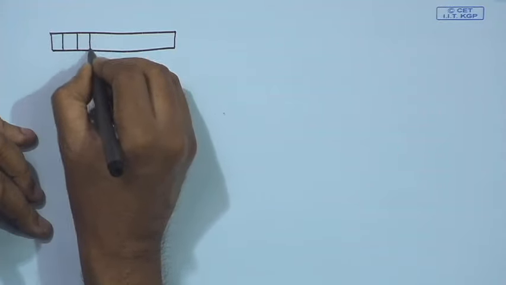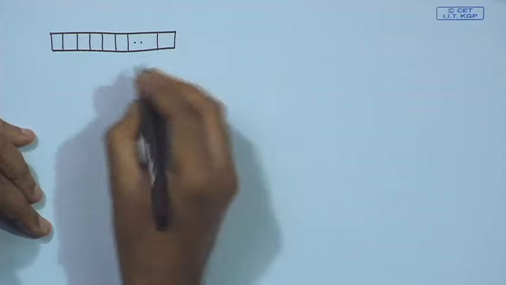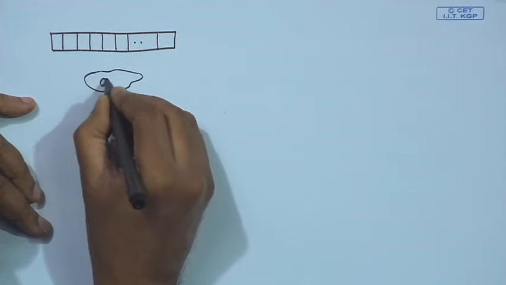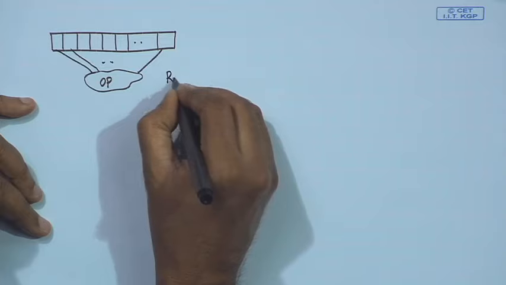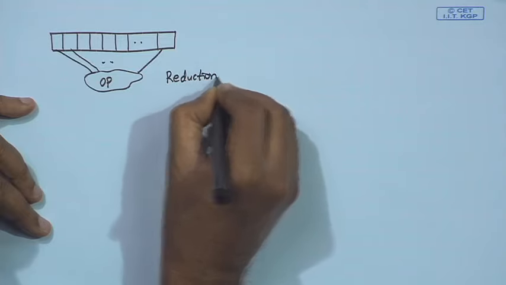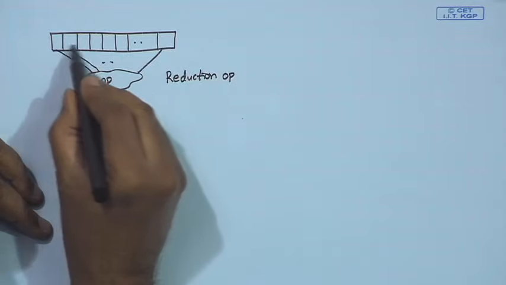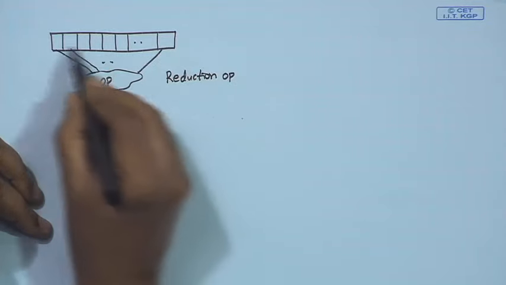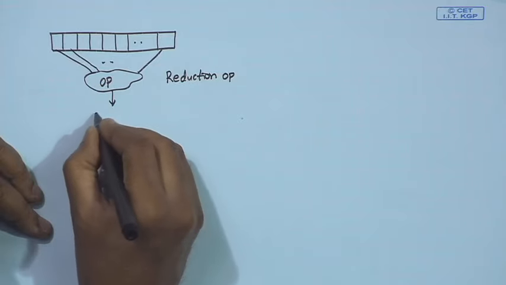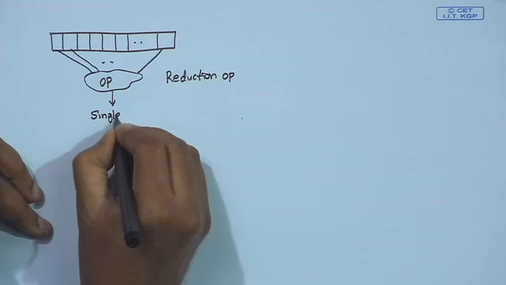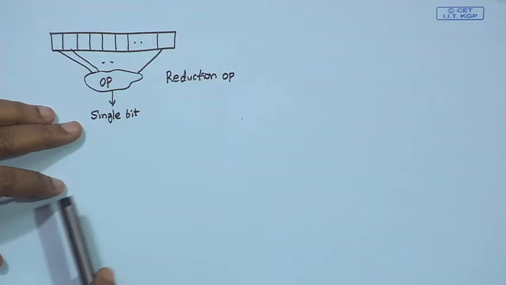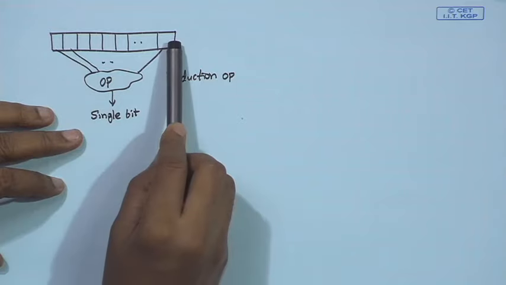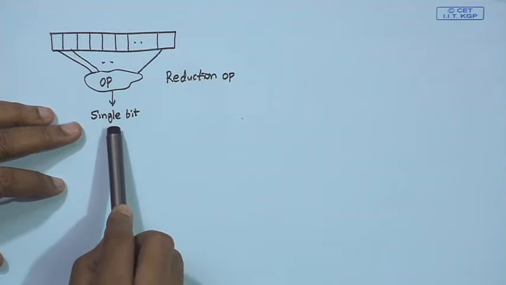Suppose I have a word, you can treat it as a vector, a multi bit word. I just operate on these bits using one of the reduction operators. What the reduction operator will do is take all the bits of my input word as input, there are multiple bits, and it will generate a single bit result as the output. This is the purpose of a reduction operator. It converts multiple bits in a variable into a single bit of result.